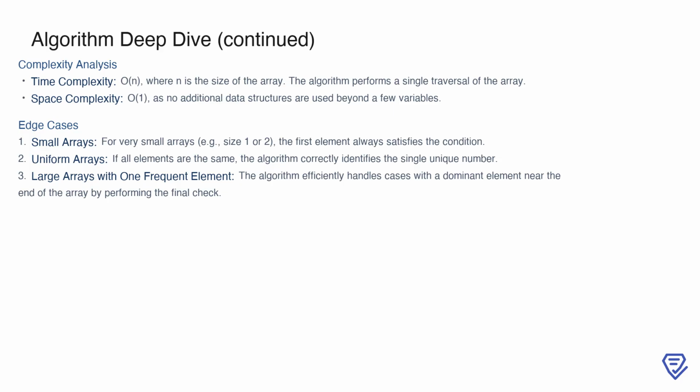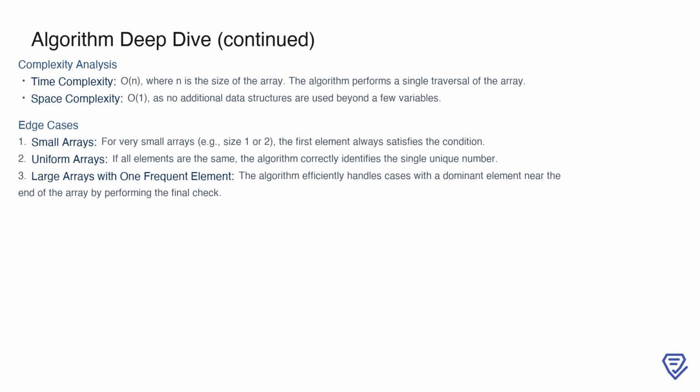Analyzing the algorithm's complexity, we see that its time complexity is O(n), where n is the size of the array. This is because we traverse the array just once, performing constant time operations for each element. The space complexity is O(1), as we only use a few variables like current_count and threshold without any extra storage structures. Now, let's consider potential edge cases.